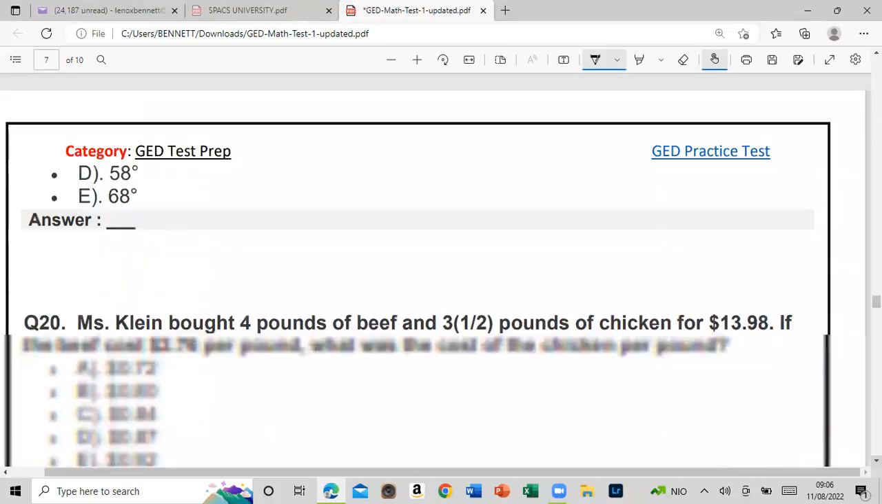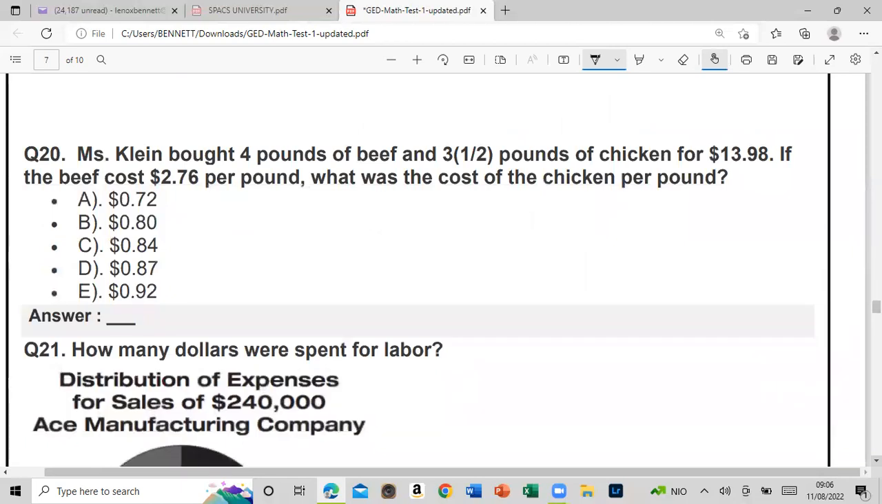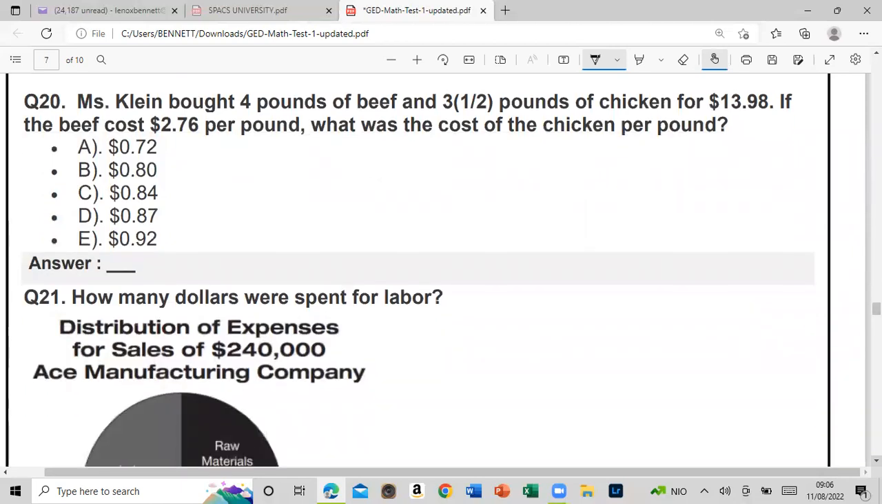Alright, so let's move on to 20. I'll probably stop here after 20. Miss Clean bought 4 pounds of beef and 3.5 pounds of chicken for $13.92. Beef cost $2.76 per pound. What is the cost of chicken per pound?